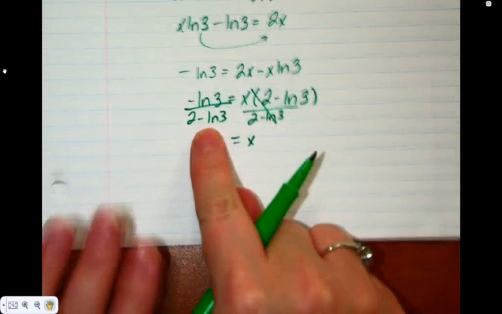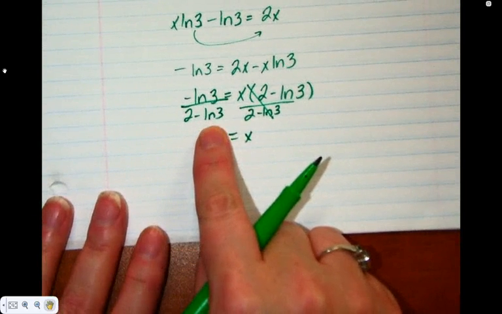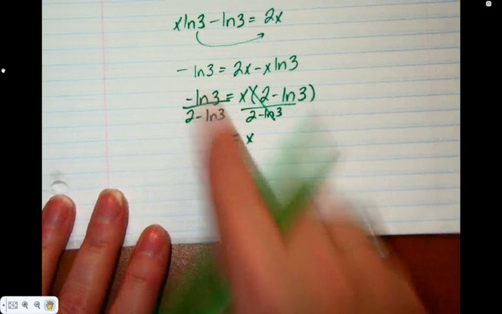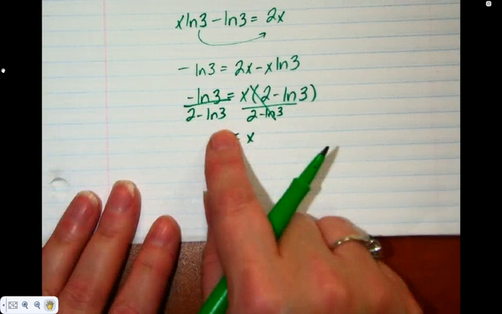3. Can I cancel the negative ln 3s? Why not? There's one on the top and one on the bottom, and then this would be so nice. It would just be a half. I would kill a puppy.